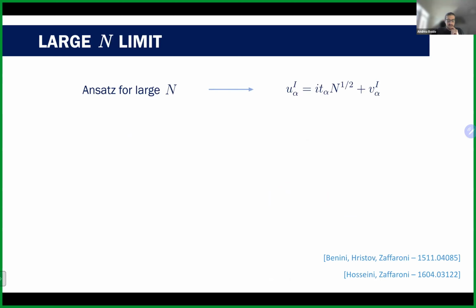As I said, the Bethe ansatz equations are fairly complicated to solve, but we don't care too much about that since we're doing holography. So we want to look at them at large n, and at large n you can perform some numerical simulation and formulate an ansatz for this equation. In particular, the ansatz that is proven to work is the one that I wrote here. The imaginary part of the eigenvalues of this UI will all be the same, and will scale like n to the 1/2. And then you will have a real part, which is encoded in this V I alpha.